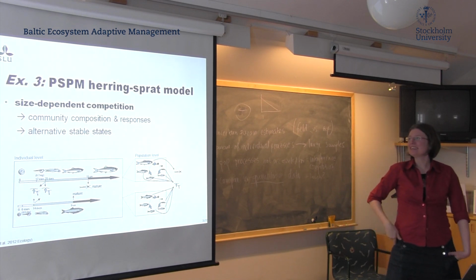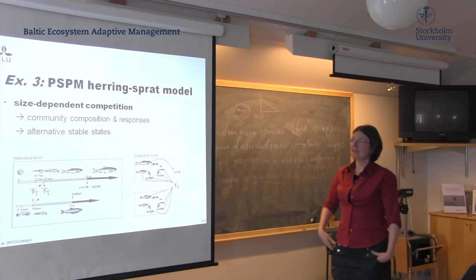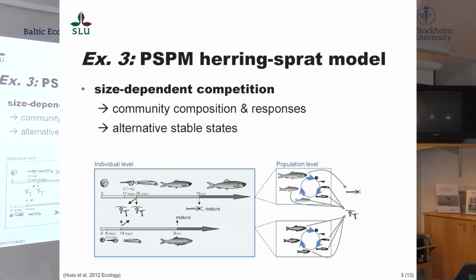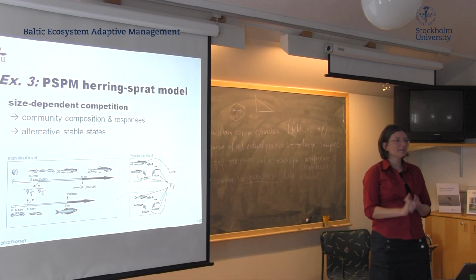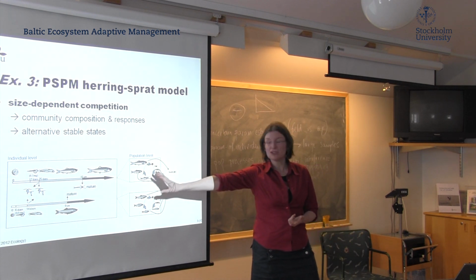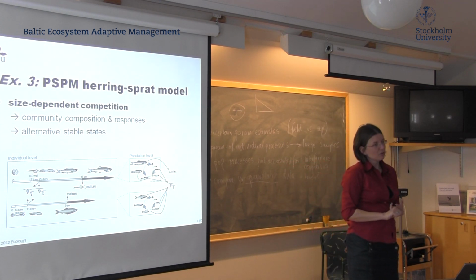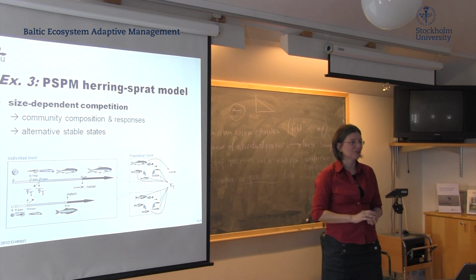Okay, so here's another example that I want to give you of physiologically structured population models. And this is built for herring, Baltic Sea herring and sprat, by Magnus Huss, who did a postdoc with me, together with André de Roos and some other colleagues. And what I want to show you with this example are two things. This is how size-dependent competition affects the composition of this community, if you wish, and how it responds to environmental change, and how size-dependent competition can lead to alternative stable states, also in this type of systems with two competitors.